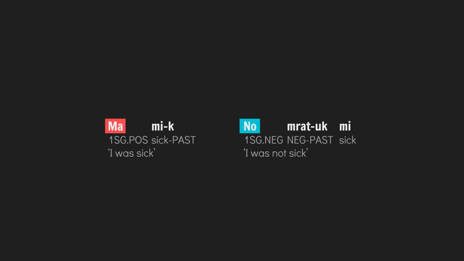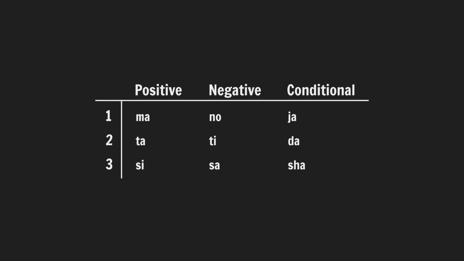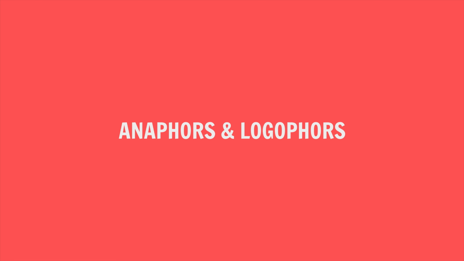Polarity in linguistics refers to positive and negative statements. "I am sick" versus "I am not sick." You could encode polarity in your person marker paradigms by having one set of person markers for positive utterances and another for negative utterances. "Ma meek", positive person marker, I was sick. "No mratok me", negative person marker, I was not sick. In theory, you could extend this idea to include conditional utterances, for example. "Ya meek", conditional person marker, I might have been sick.